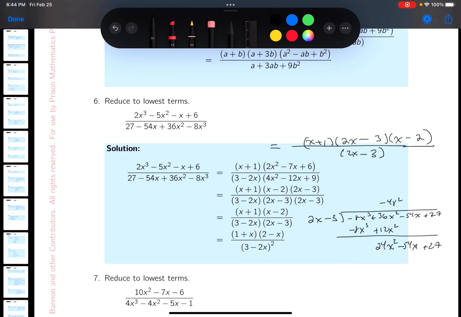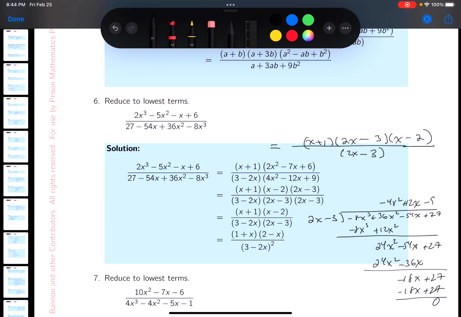Repeat. What do you get? Plus 12x. What do you get? 24x squared minus 36x. Subtract. What do you get? Minus 18x plus 27. Minus 9. What do you get? Minus 18x plus 27. So as expected, I get that factor.